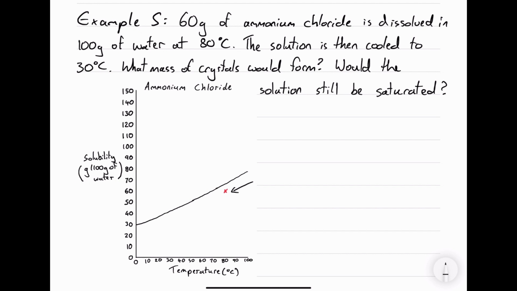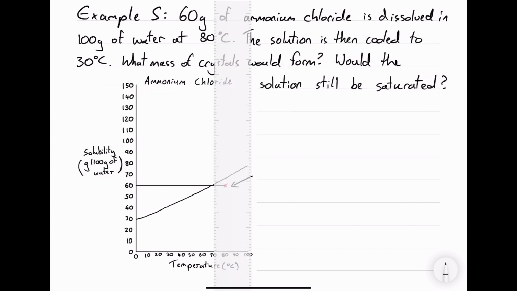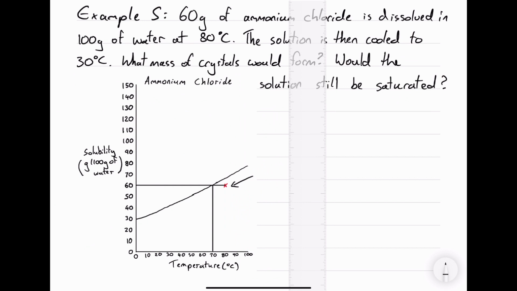And as you can see, the X is below the line of best fit, which means the solution is not saturated. So if we draw a horizontal line across to the y-axis, we can see where the horizontal line crosses the line of best fit. If we go down from this temperature, we can see that crystals would start forming at a temperature of approximately 70 degrees Celsius, as we're cooling it down all the way to 30 degrees Celsius.